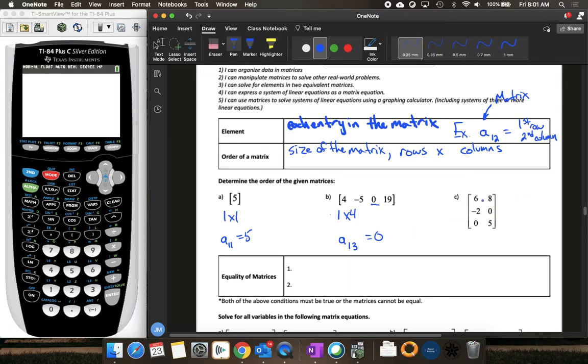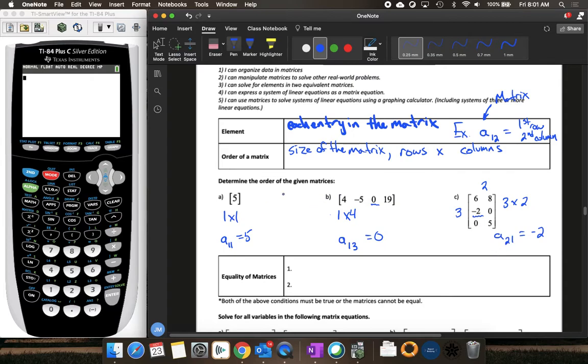All right, for example C, we now have 3 rows and we have 2 columns. So again, that's 3 by 2. So this would be an example of a 3 by 2 matrix. And let's say we wanted to talk about this element right here. That element is in the second row and the first column. So that would be A21. So that would be the element -2.